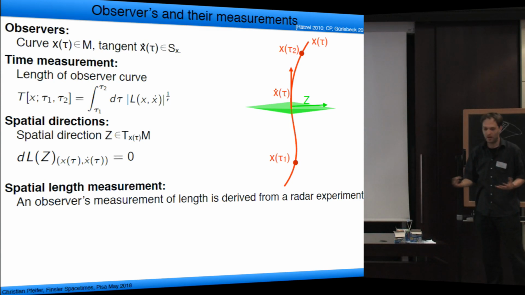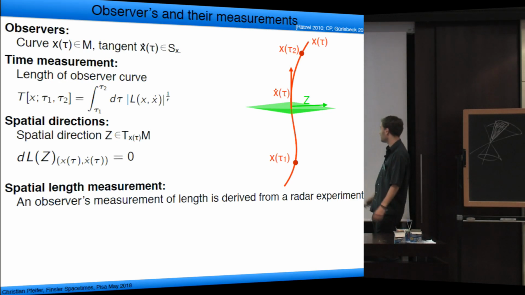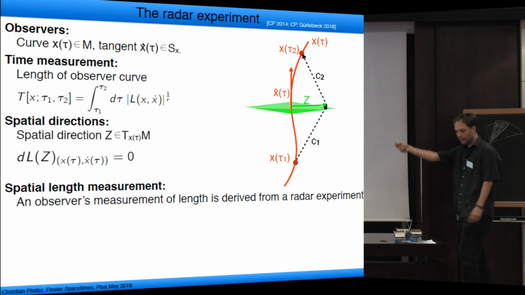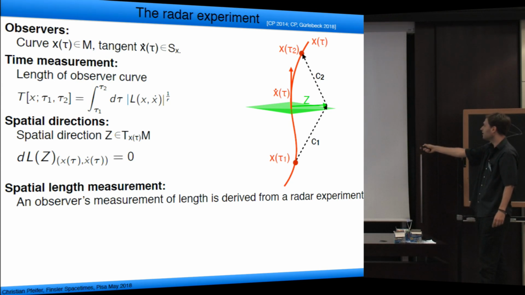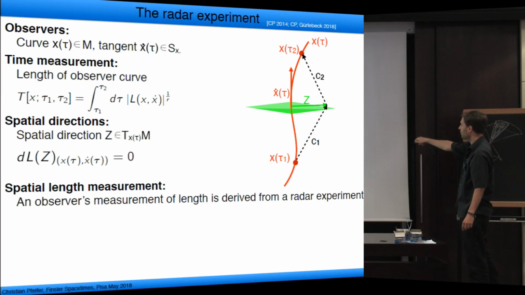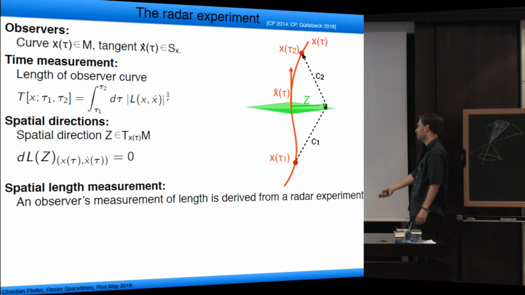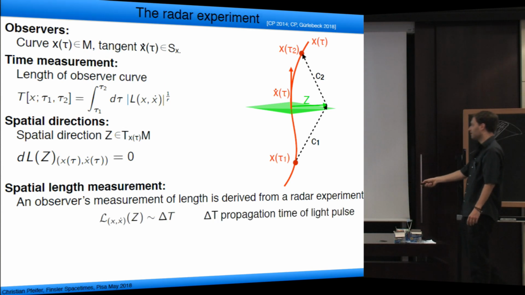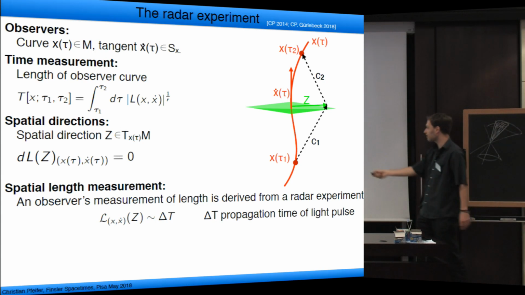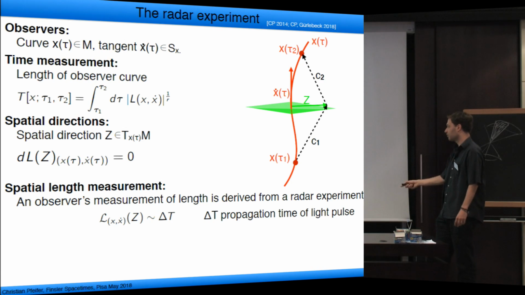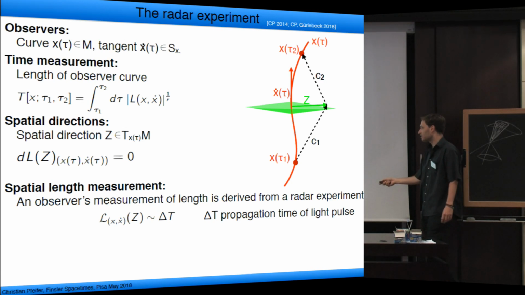Every other measurement must be derived from an in-principle doable experiment, and spatial length can be nicely determined by a so-called radar experiment. An observer carries a rod around and mounts a mirror at the end. Then at some point, the observer emits a light ray, which gets reflected at the end of the rod, and propagates back to the observer, and the observer measures the time which passes from the emission to the receiving of the reflected light ray. Then the observer can associate a number to the spatial object, which is proportional to this propagation time. This is a measurement of time.